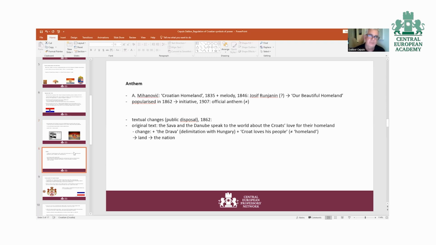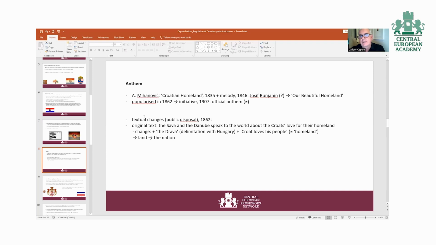Now we will turn back to the symbols. Now I will say a few words about the appearance of the national anthem. It appeared on the basis of the poem of the Croatian homeland and upon the melody composed in 1846 by Josip Runjanin. Interestingly enough, a cadet of Serbian Orthodox origin composed the melody upon which the Croatian national anthem, Our Beautiful Homeland, was based, and it has continuously been the Croatian anthem until nowadays.